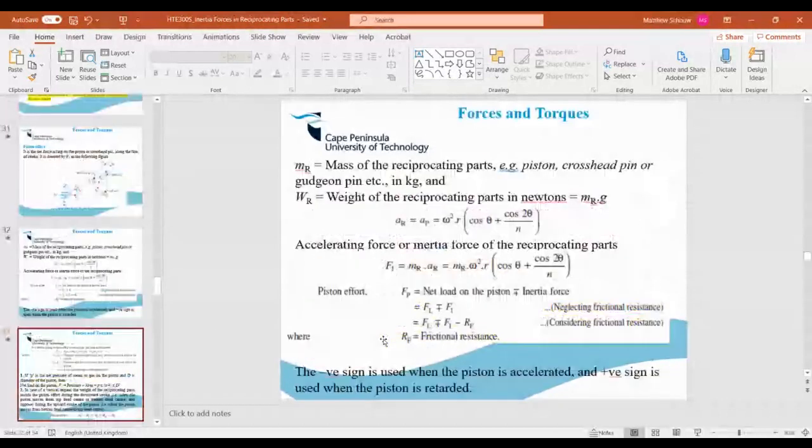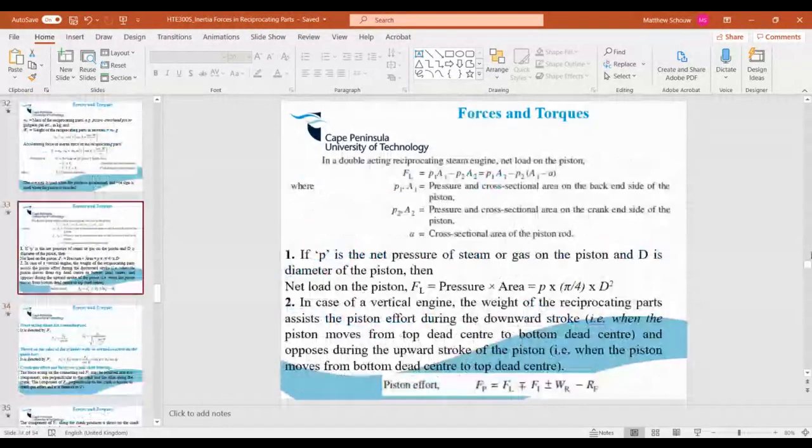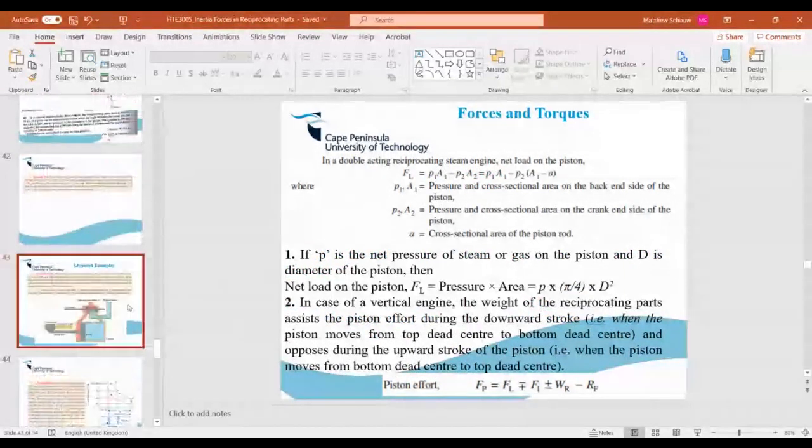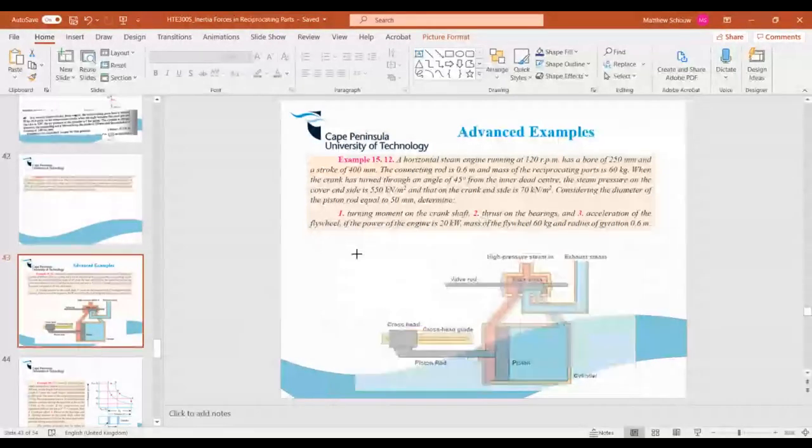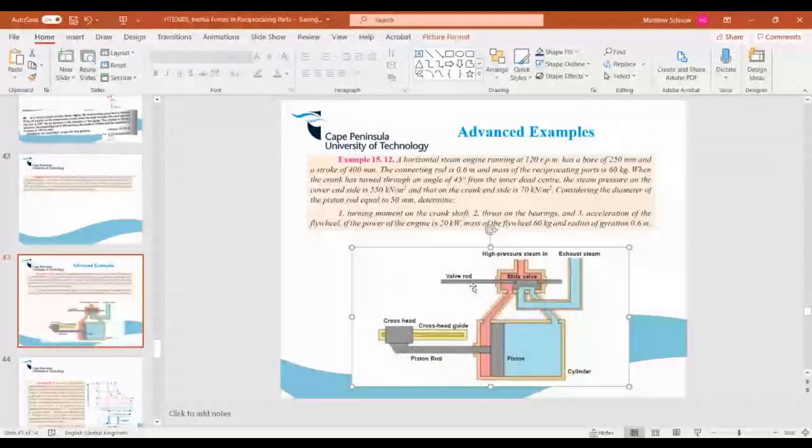I just want to make you aware, when you have a double acting reciprocating steam engine, the idea is that we have pressures on either side of the cylinder. Obviously, in the other engines, we always assumed it's at the top. So what you're basically doing here is taking the difference between the two pressures, so it's always a positive pressure anyway.